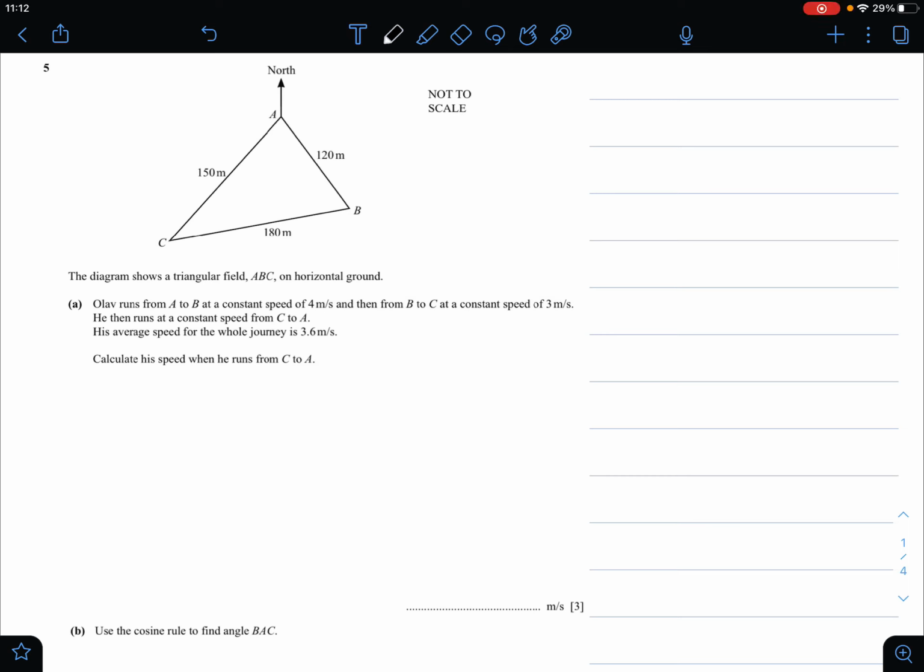For part A, they are asking us to calculate the speed when he runs from C to A. They've given us the speed that he runs from A to B and B to C. Now, the formula to calculate speed is equal to distance divided by time. So we have to calculate his speed when he runs from C to A.